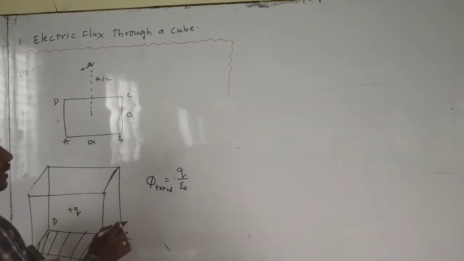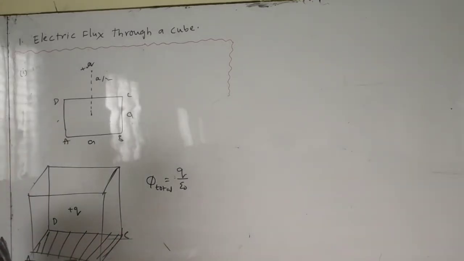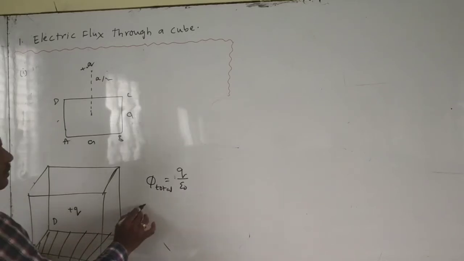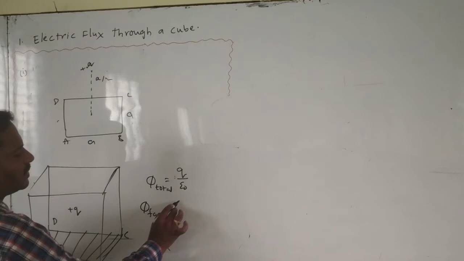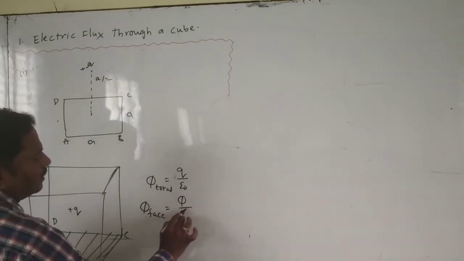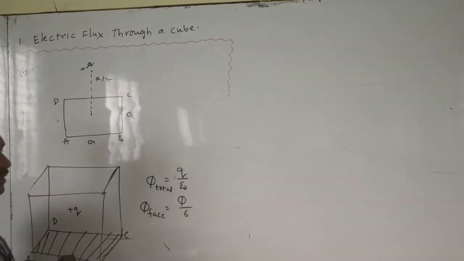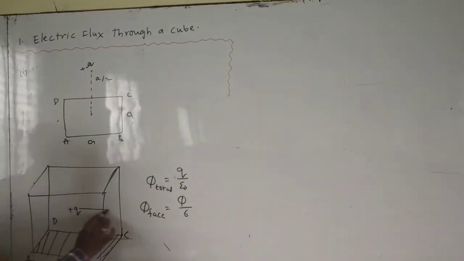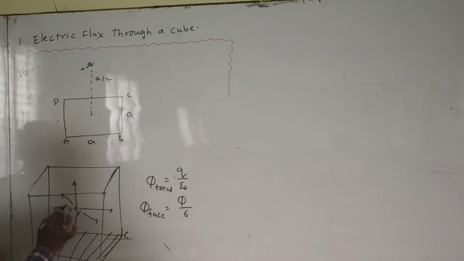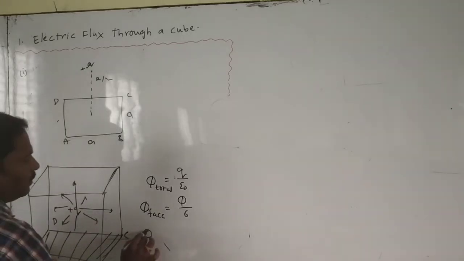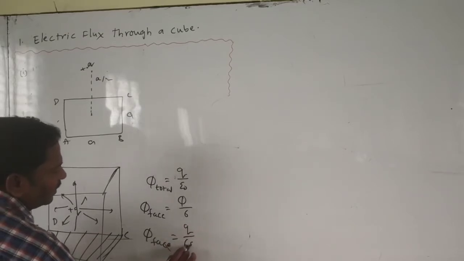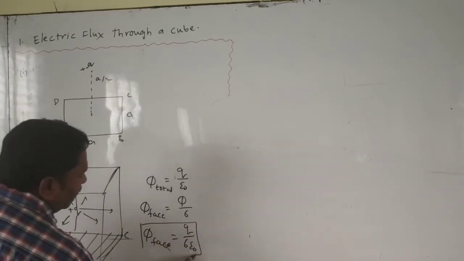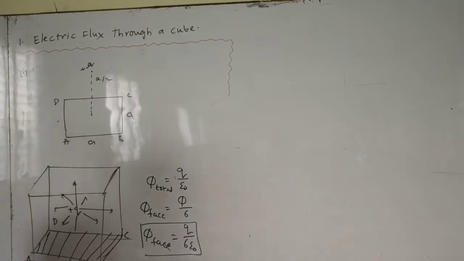Now how many faces are there? 1, 2, 3, 4, 5, 6. So six faces are there. So now for each face, how much is the flux flowing? Total by 6. This is sharing, because electric lines are produced like this, and all are crossing the surface. So flux for each face is equal to q by 6 epsilon naught.